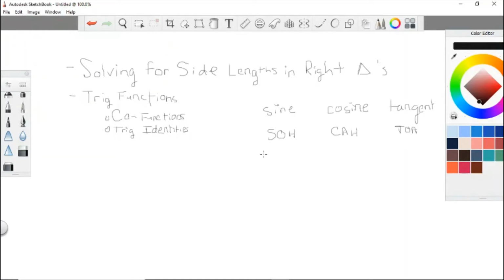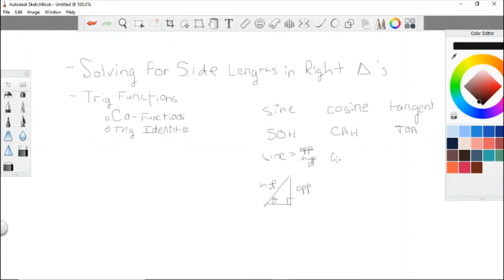So SOH means sine is equal to opposite. I'm going to abbreviate opposite with these three letters over hypotenuse. So I'm just going to abbreviate these. Sine is equal to opposite over the hypotenuse. What would this look like? Okay. So let's say this is your right triangle, and this is your angle. If you want to find sine of theta, we would go opposite of the angle over the hypotenuse. It's very simple to calculate that.